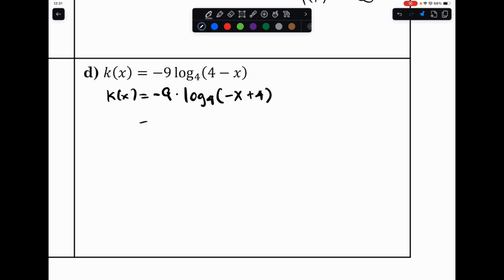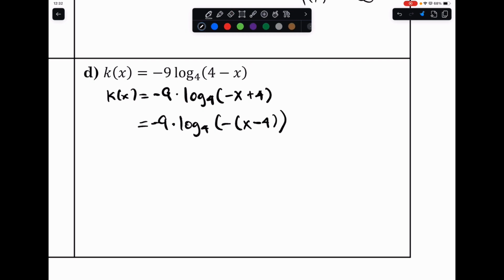And we're going to use the same strategy as the previous example. A negative sign has been distributed into this entire expression in the parentheses. So we're going to factor out the negative sign, still inside the parentheses, from these two terms there. So we have negative 9 times the log base 4 of negative x minus 4.